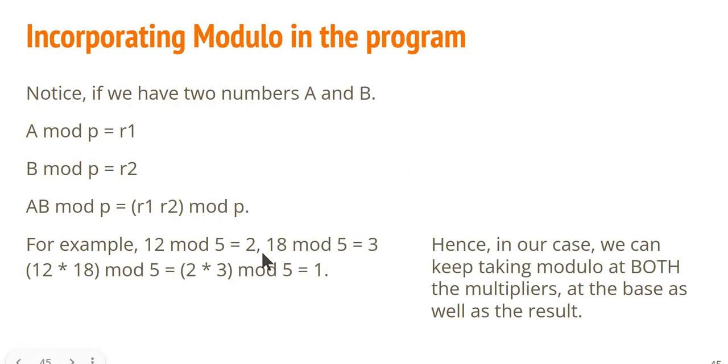That comes from this fact: if I have two numbers a and b, a mod p is say r1, b mod p is r2, then a times b mod p is r1 times r2 mod p. Now you can prove this in various ways. I'm not getting into that here. Always happy to discuss if you are interested. But let's take an example.